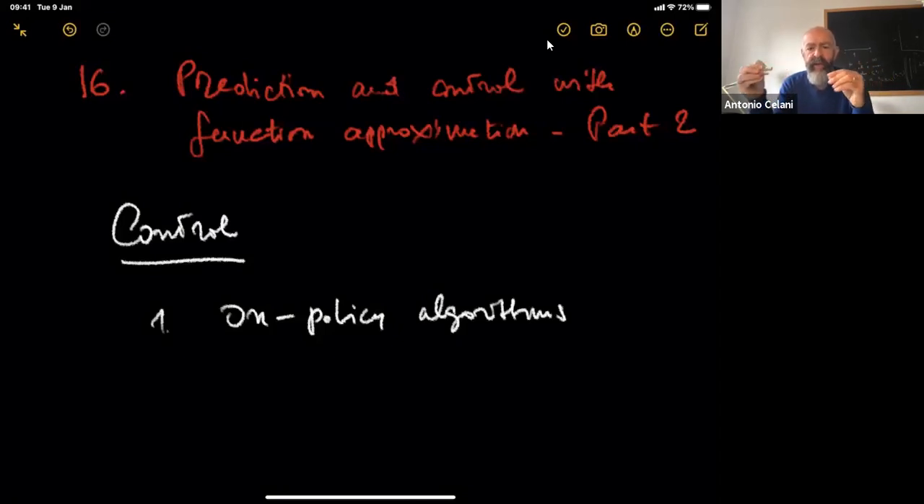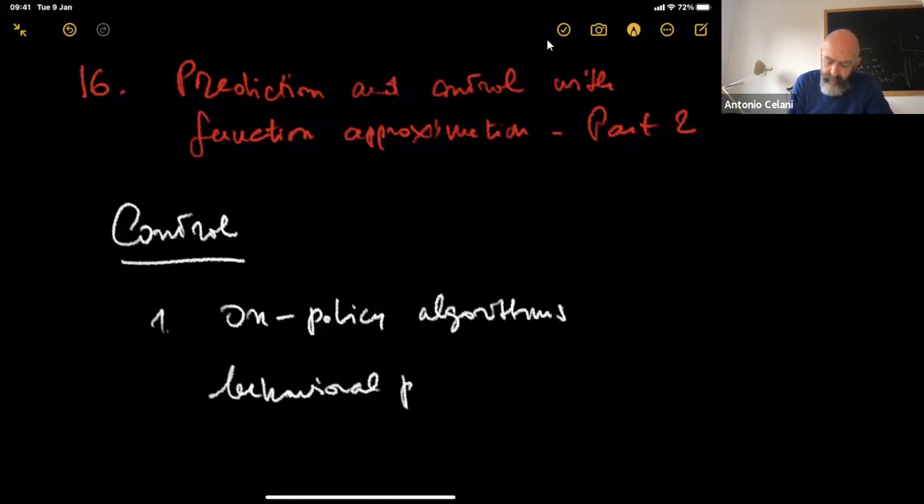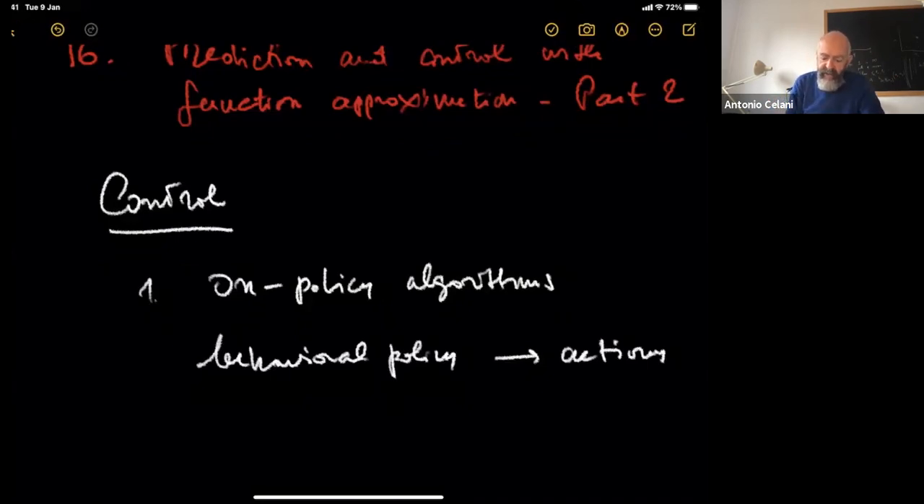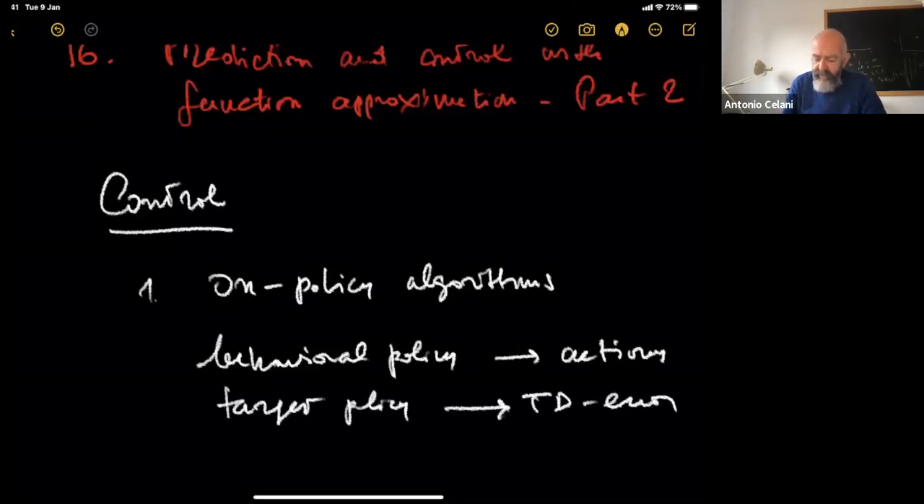So there is a behavioral policy, which is the policy by which you produce actions. This is what the agent really does in practice. And then there is a target policy, which produces estimates for the temporal difference error. In on-policy algorithms, these two things are the same.